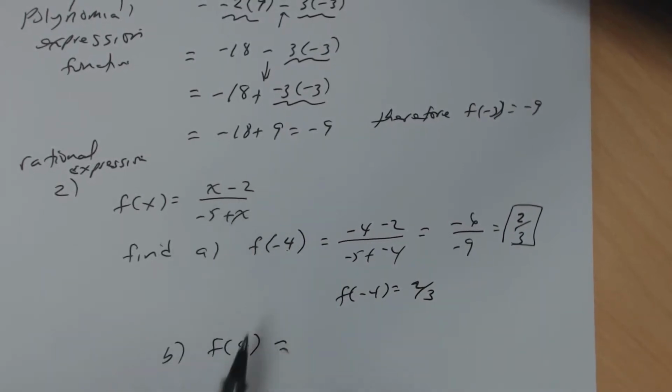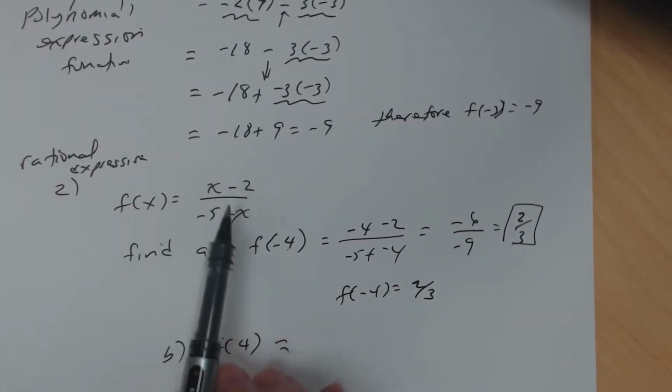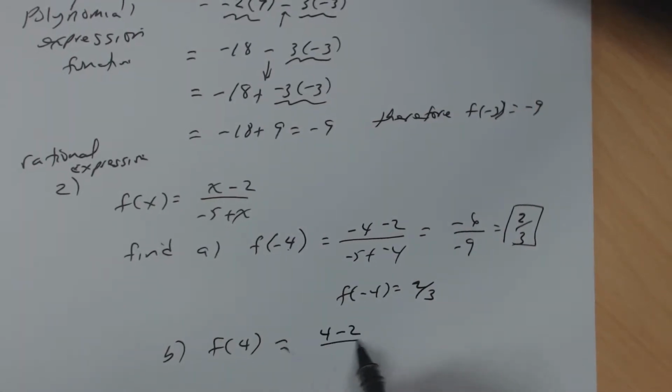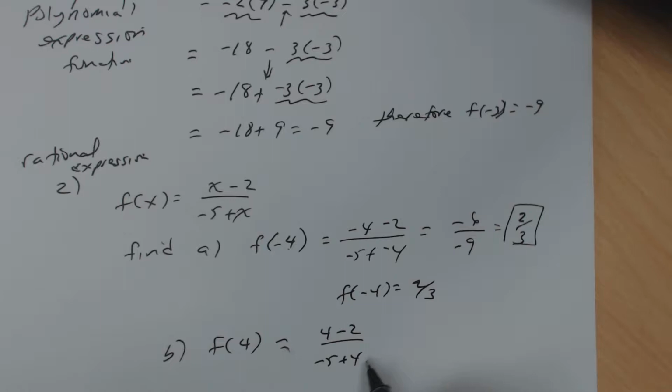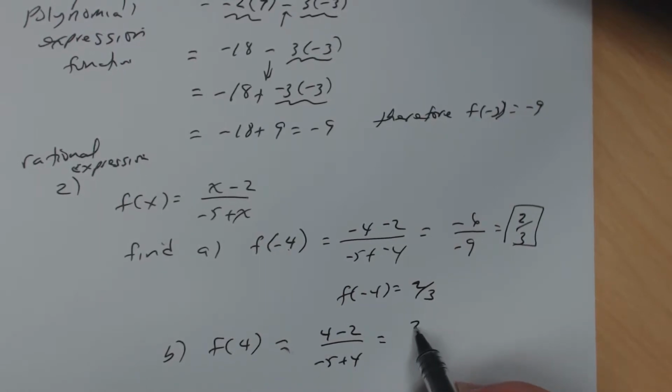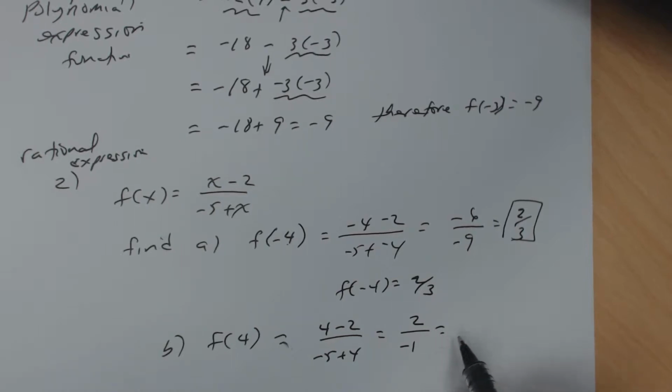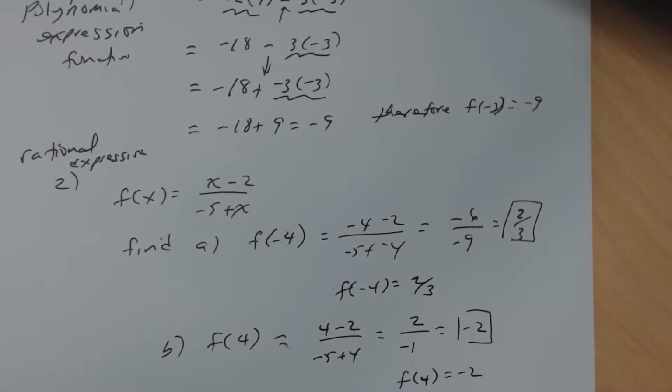Where we see the variable x, you're going to find this function value. So where we see the variable x, you're going to plug in 4. So I get 4 subtract 2 divided by negative 5 plus 4. And so 4 subtract 2 is 2. Negative 5 plus 4 is a negative 1. Again, we expect you to know that 2 divided by negative 1 is a negative 2. So f of 4 is a negative 2.